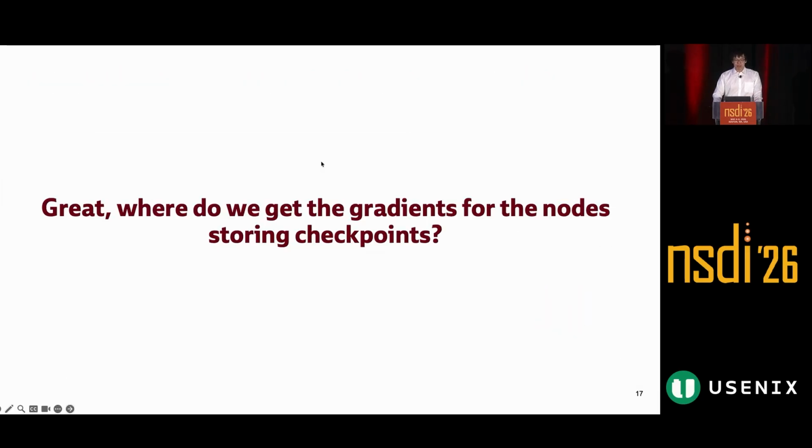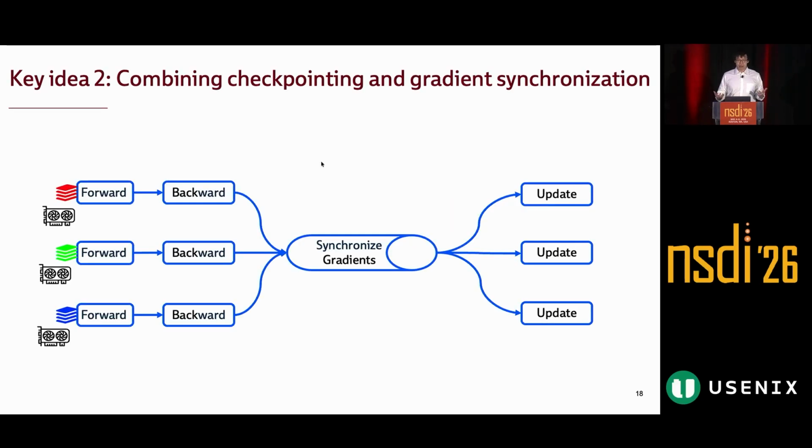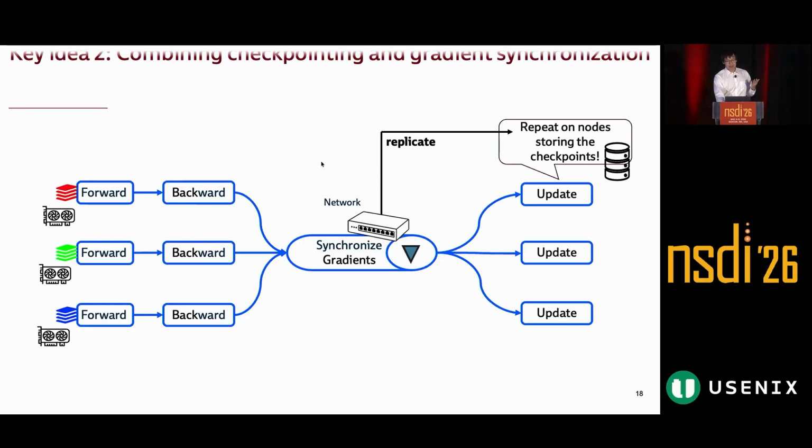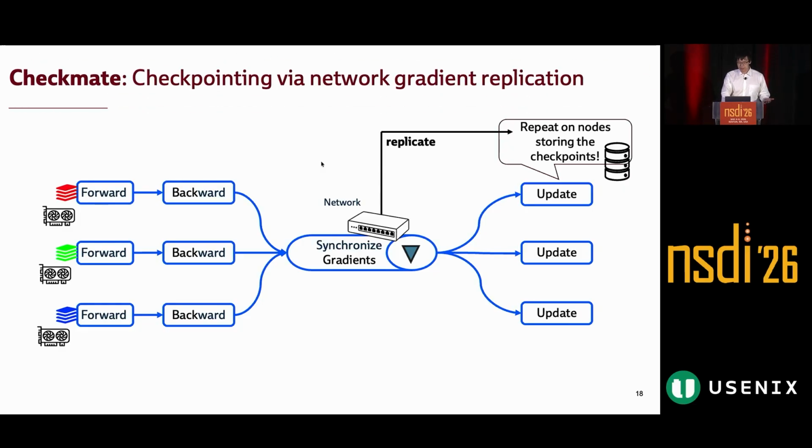Then the problem is just how do we get these gradients to our checkpoints? Well, in any hybrid parallel training with replication, the gradients are synchronized in the network across replicas of the model, across every GPU, every iteration. This means the network sees all of these gradients naturally. And hence, we can leverage the network to replicate the gradients to these nodes that store the checkpoint and repeat the update step. This is our key idea in our system, Checkmate: performing checkpointing on storage nodes through network gradient replication, and achieving per iteration checkpointing without any performance overhead.